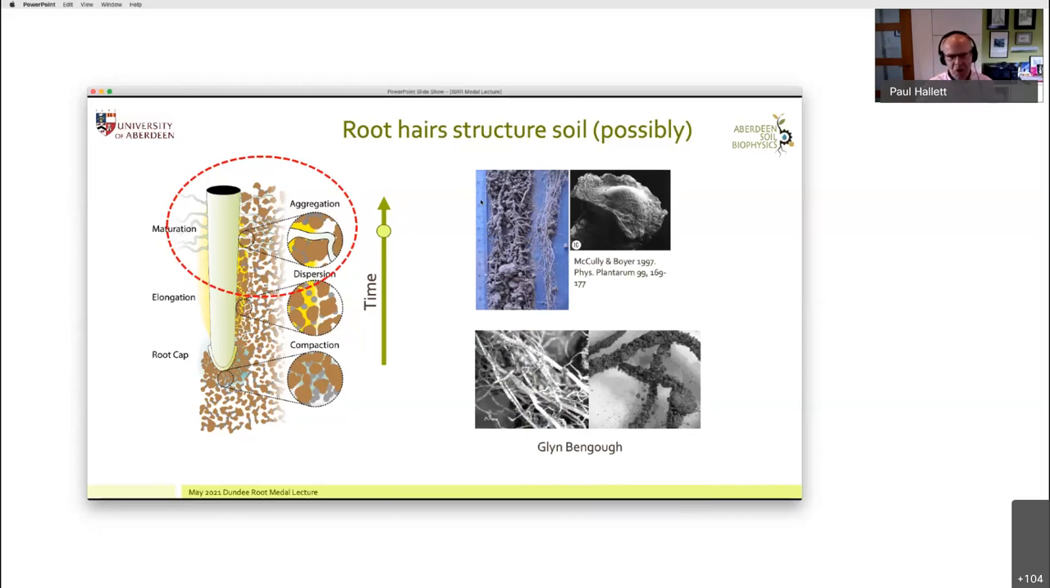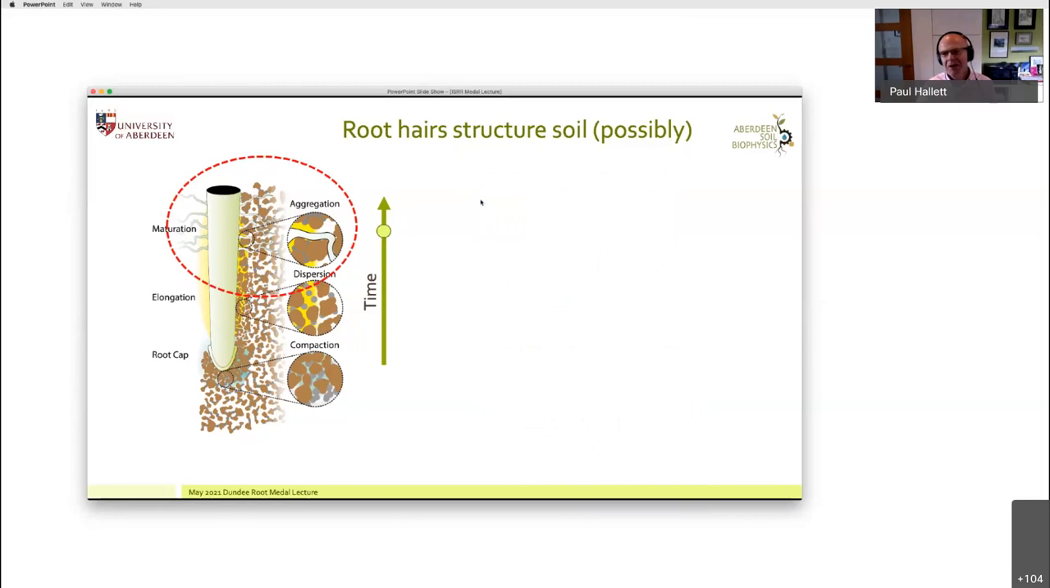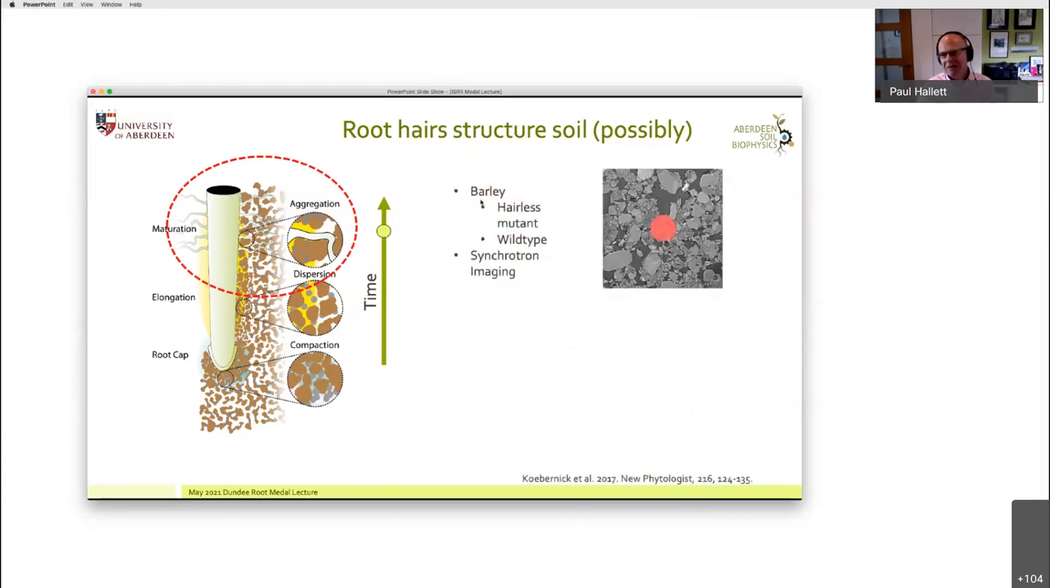So with Nico Kubernik, we did something that I think we were having a beer once and joked that it was show-off science, which was we used a synchrotron, where we could go in and visualize individual plant roots, and then we could go in at micron resolution and look at how is the soil structure altered around that plant root. So we grew the plants in very small scale specimen holders, and then we imaged them at very high resolution when they're quite young.